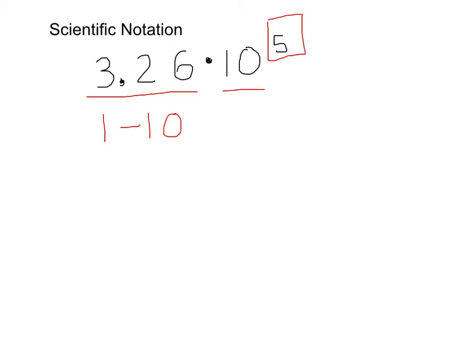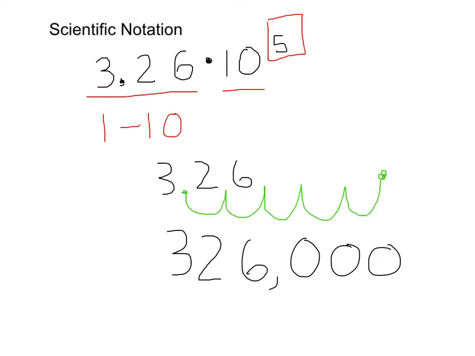So in this example, our coefficient 3 and 26 hundredths has a decimal place here. And we're going to move it 5 times to the right because 5 is positive. 1, 2, 3, 4, 5. Our decimal would land here. In these empty spaces, we would add zeros as placeholders. Our solution would be below. 326,000 would be our final solution.